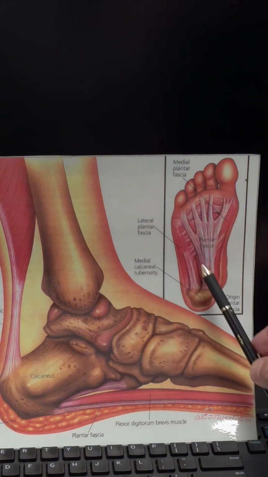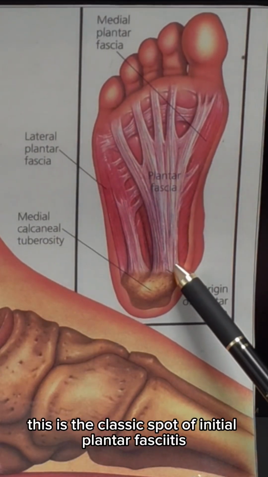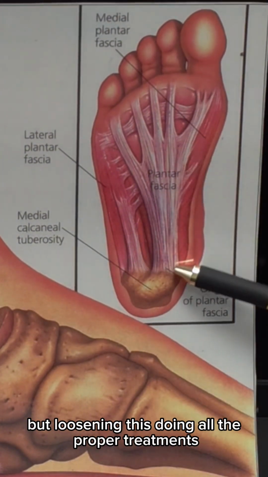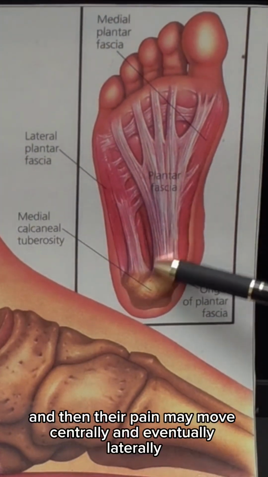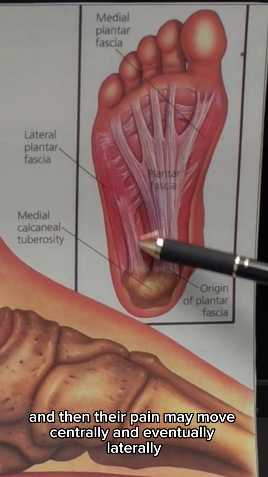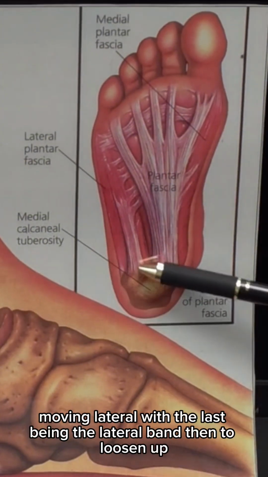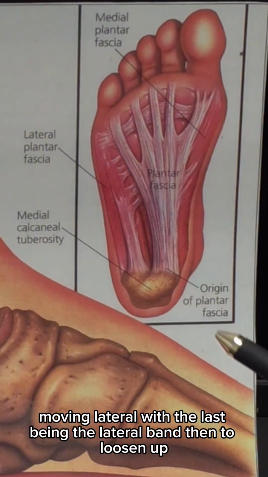Also, another anatomy tip, this is the classic spot of initial plantar fasciitis, but loosening this, doing all the proper treatments, this tight band here may be loosened, and then the pain may move centrally and eventually laterally as these areas loosen across, moving lateral, with the last being the lateral band then to loosen up.